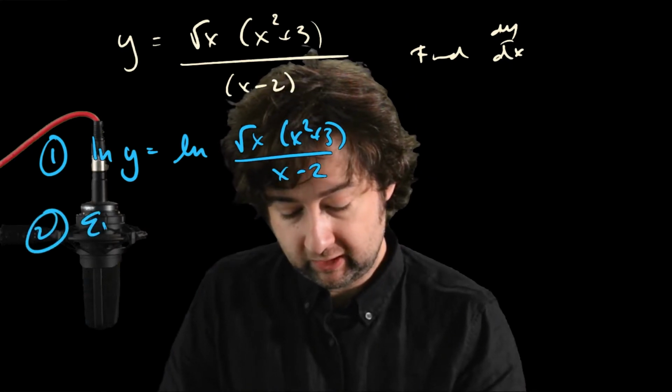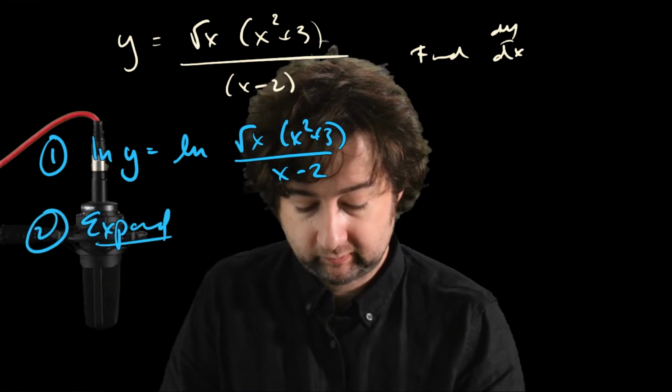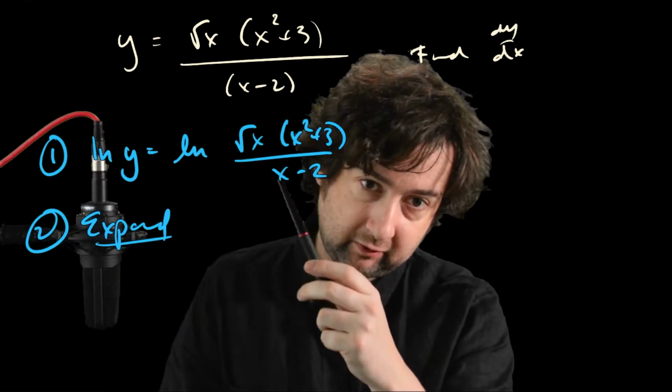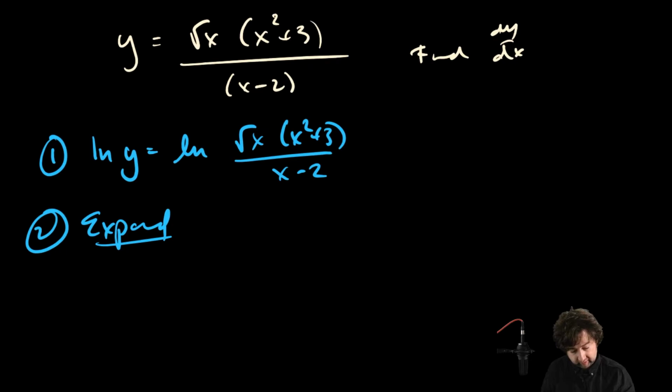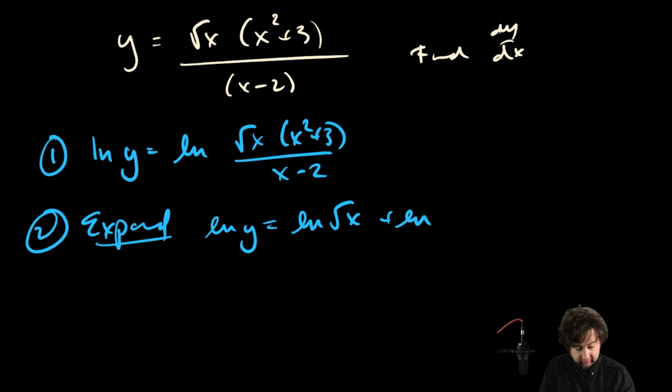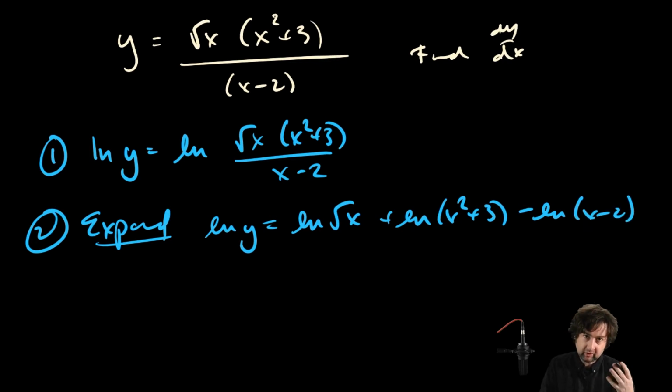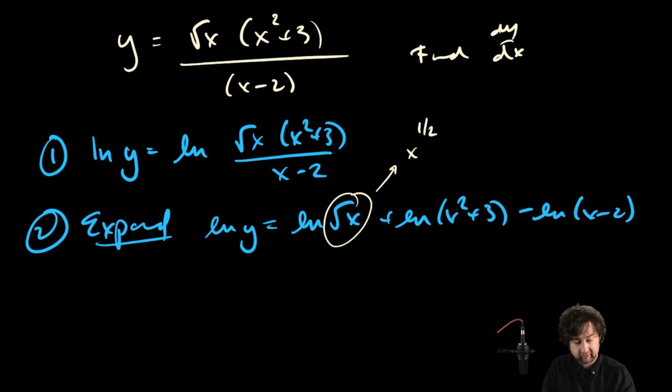Step 2 is to expand. So I'm going to take this logarithmic expression and write it out in an expanded form. That's going to get me the natural log of y is equal to the natural log of the square root of x plus the natural log of (x squared plus 3) minus the natural log of (x minus 2). I have to check and make sure that there are no exponents in there that need to come out. And it might not look like I've got one, but there's one right here, because root x is really x to the 1/2.